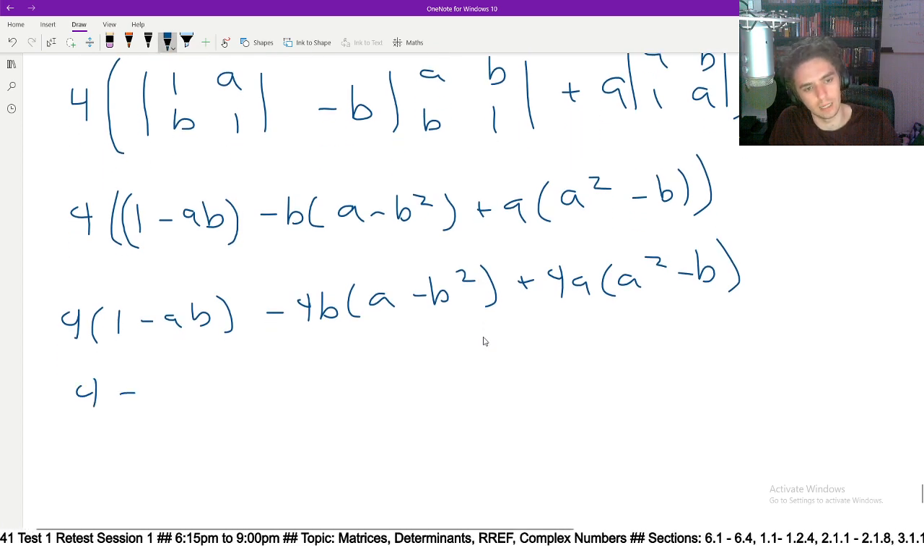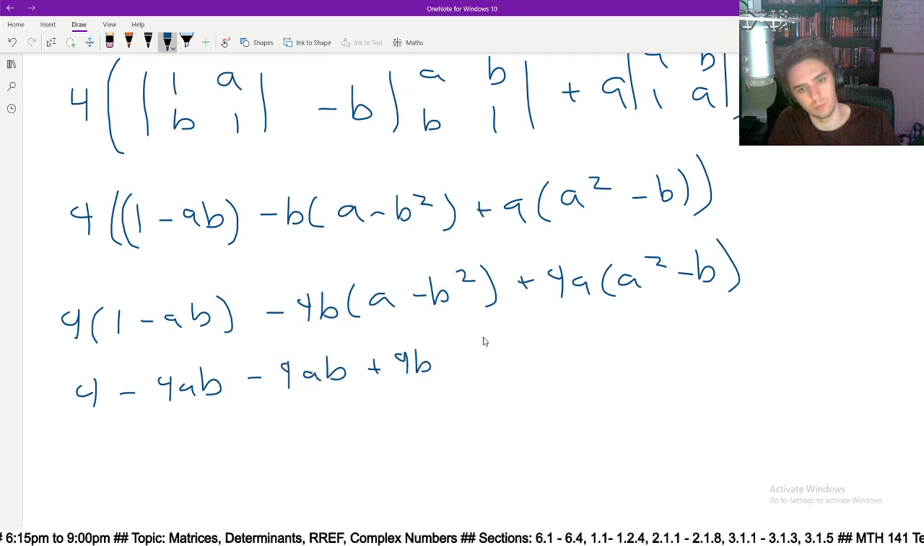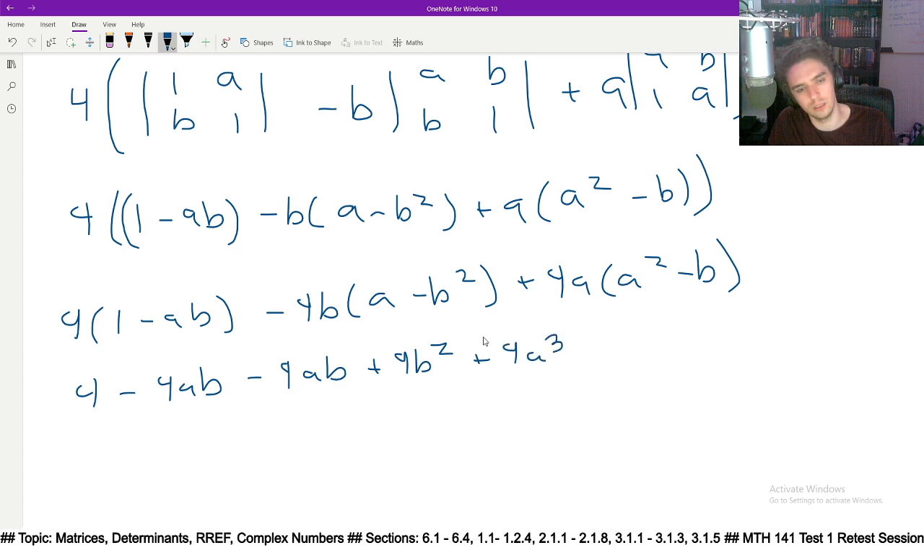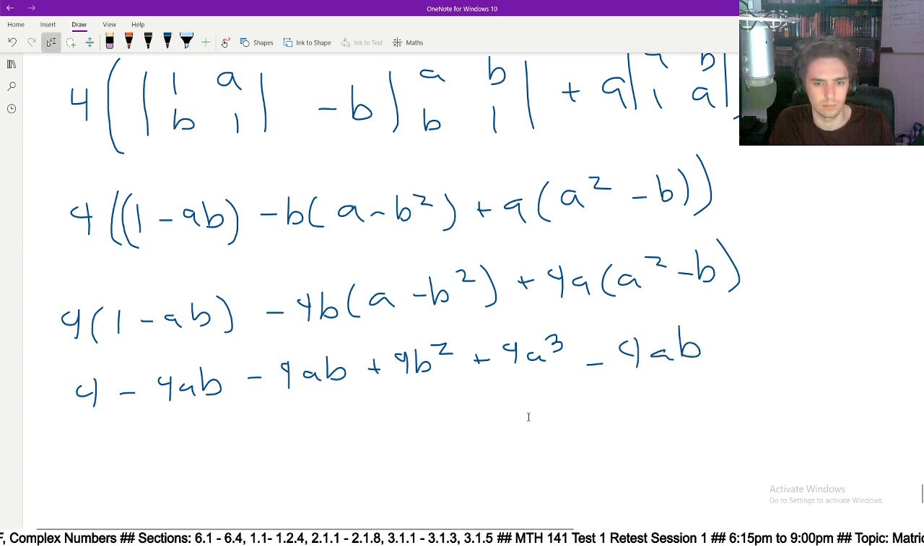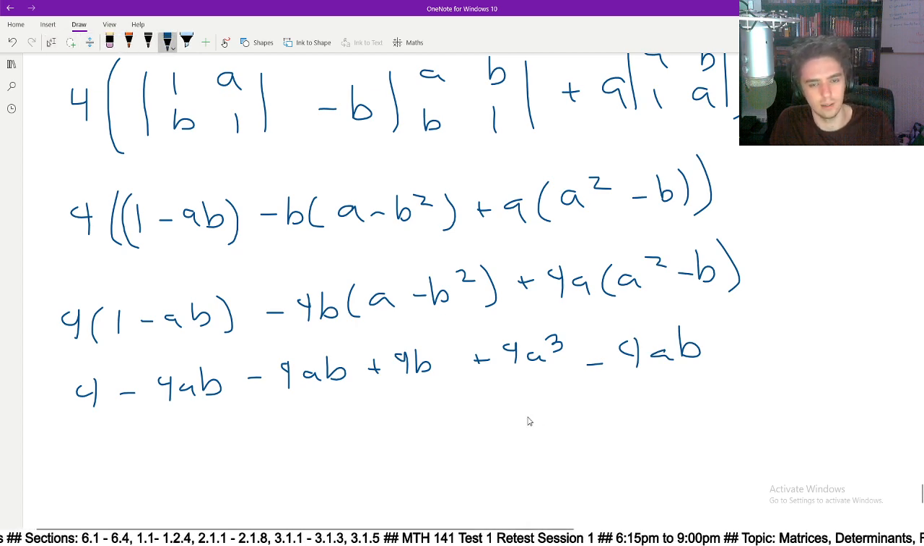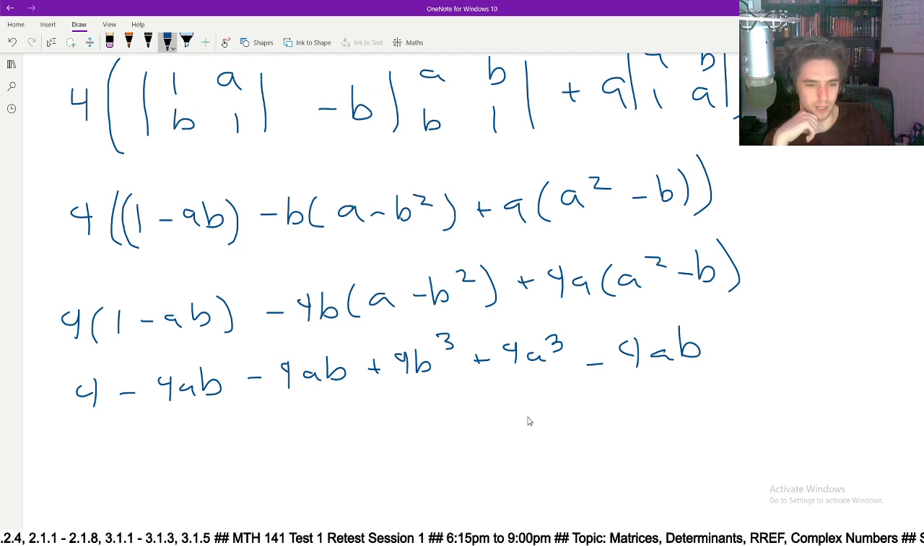So 4 minus 4ab minus 4ab plus 4b squared plus 4a cubed minus 4ab. Isn't it plus 4b cubed? Yes, it is 4b cubed. Thank you. 4b cubed. Yep, good. I was thinking, why is there an a cubed and not a b cubed? But yeah, there you go.